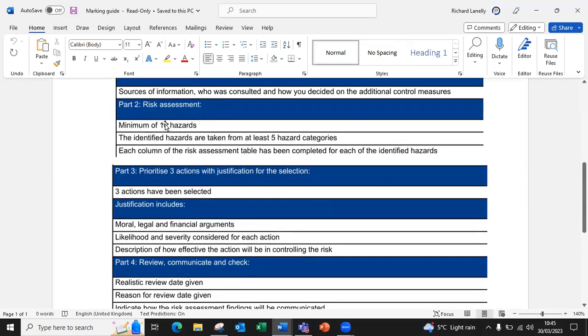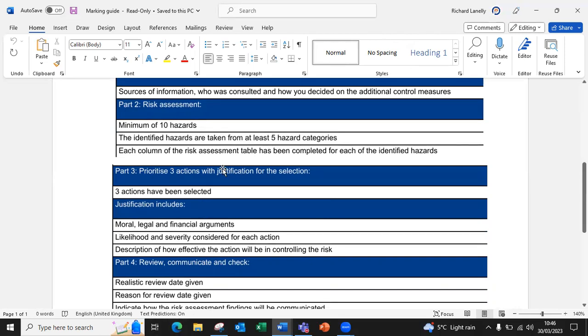Okay, so minimum of 10 hazards. Have we done that? Tick. Have we done that at least from 5 hazard categories or elements, if we're going to be a bit more clear? Tick. Each column of the risk assessment table has been completed for each of the identified hazards.